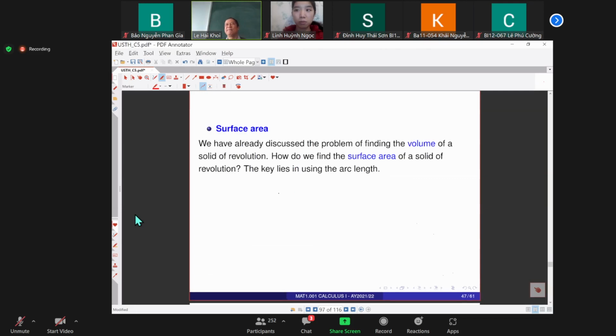After having the arc length, we move to the so-called surface area. We already discussed how to find the volume of a rotating solid. But now we want to look at the same solid of rotation, or revolution. We want to find the surface area.